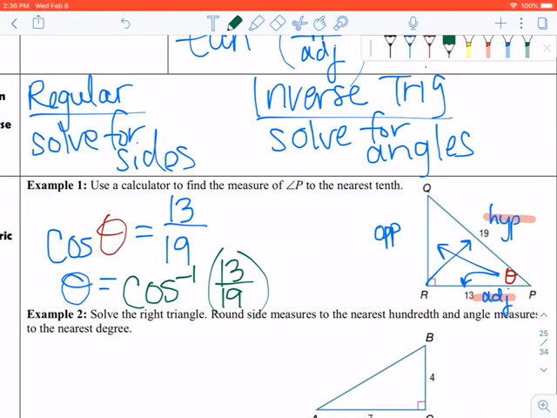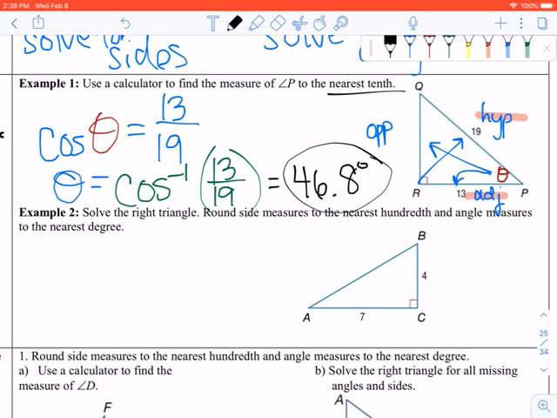Now, typically we want angle measures to the nearest degree, but I'm just going to do the nearest tenth for this one because it did say tenth. I'll just leave it to the tenth. Okay, but usually for angle measures we'll do nearest degree, side lengths we'll do to the nearest tenth. Okay, let's do one more.